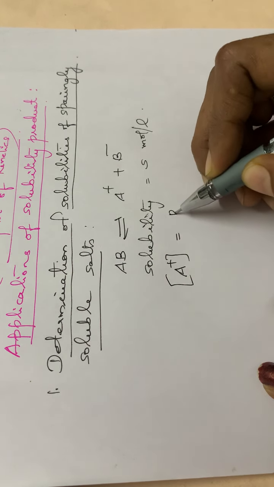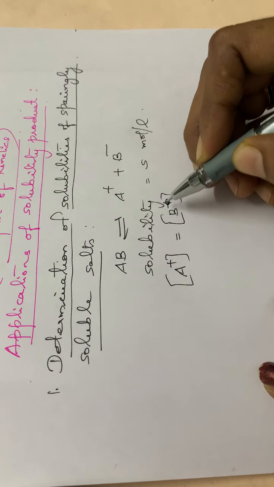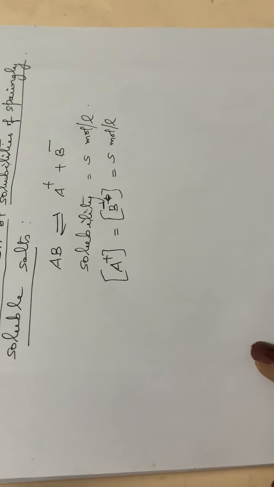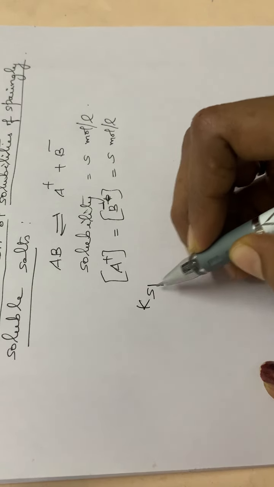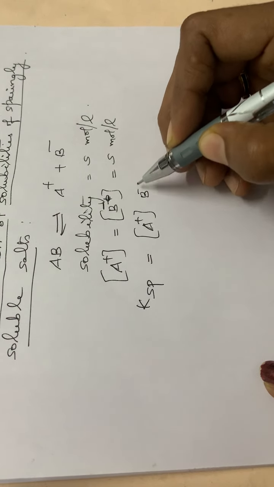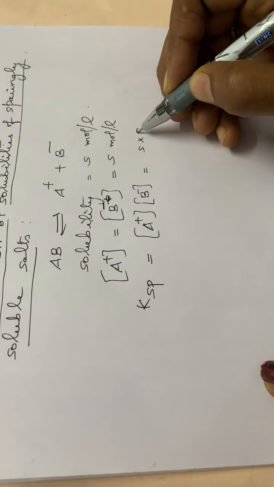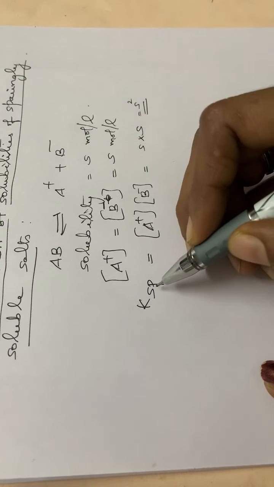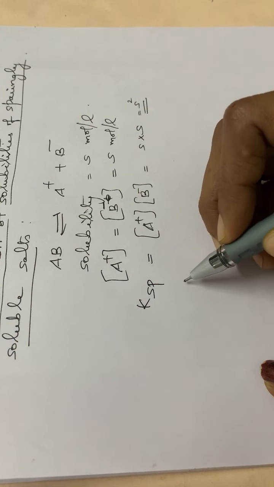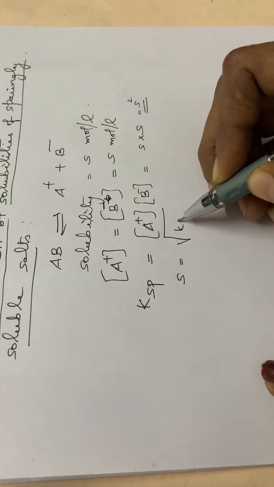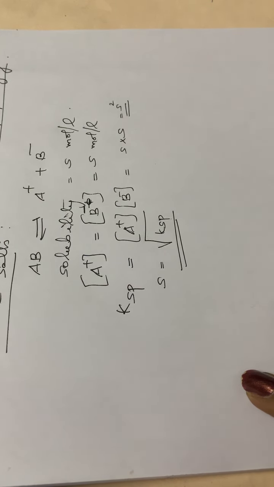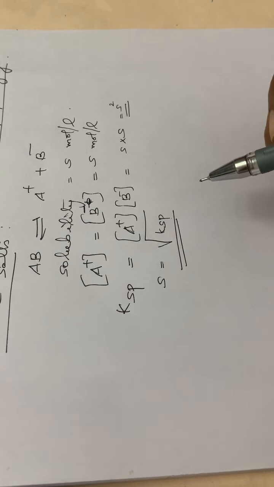So the concentration of A plus is equal to the concentration of B minus, which is equal to S mole per liter. And therefore, how will you calculate the solubility product? KSP is equal to the concentration of A plus into the concentration of B minus, that is S into S, which is S square. So we got a relation connecting solubility product and solubility: S is equal to the square root of KSP. I think we had done problems related to this relation also.